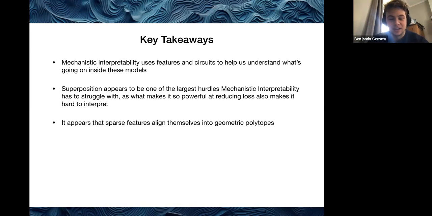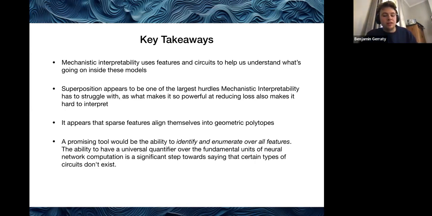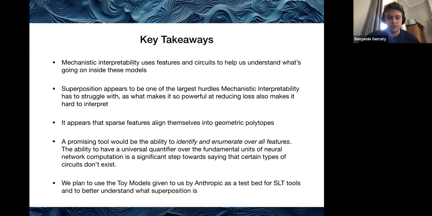And the key takeaway is that as sparsity increases, features align themselves into more geometric structures; it's more happy to embed more features into more dimensions. As it does this, it puts them into these geometric polytopes. A promising tool for this, which I got from Anthropic, would be to identify and enumerate, or sort of check over, all possible features. In these very large models, it can be very hard to see all features, but it might be nice to be able to see if certain features and certain types of circuits definitely don't exist, which would be good for alignment. And this is going to be a great testbed for playing around with all these SLT tools that we'll see later in the week and next week. I think that's where I'll leave it.